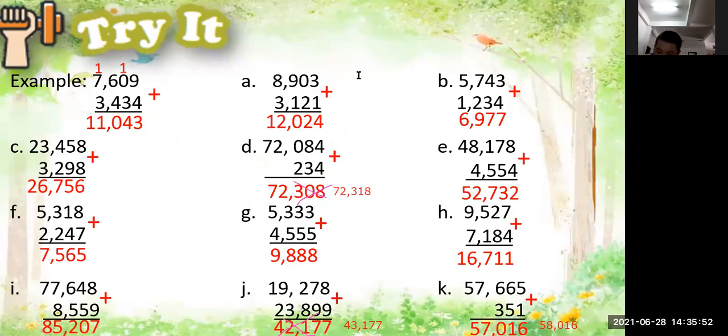Don't copy that one. Okay. So letter K is wrong. Letter J is wrong. Okay. Letter D is wrong.